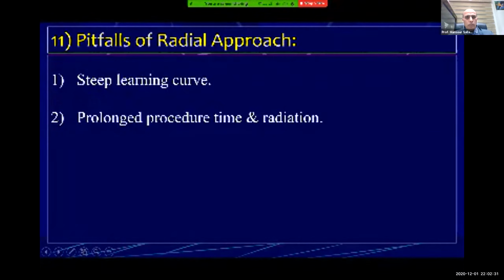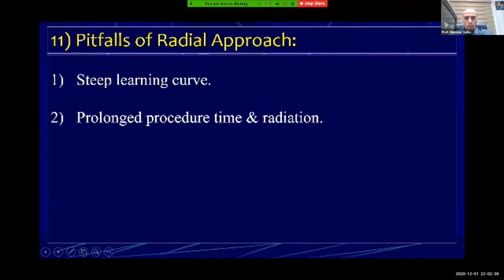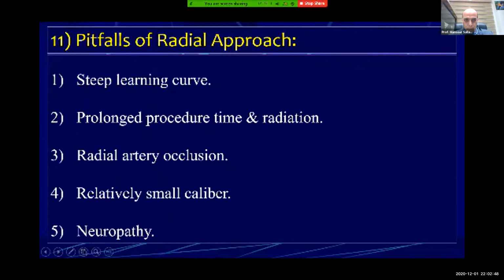Before we start, these are the pitfalls of the radial artery that you have to know. It requires a steep learning curve. Prolonged procedure time and radiation, however, reduce after getting experience. Radial artery occlusion is still, even in the best hands, 4%. The relatively small caliber cannot accommodate, for example, large French catheters for complex procedures such as bifurcation or rotablation. And some patients still have some neuropathy with no explanation for that.